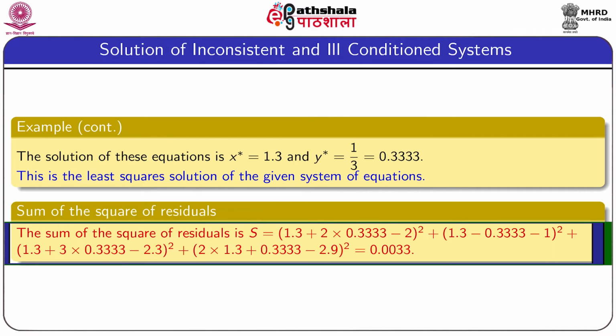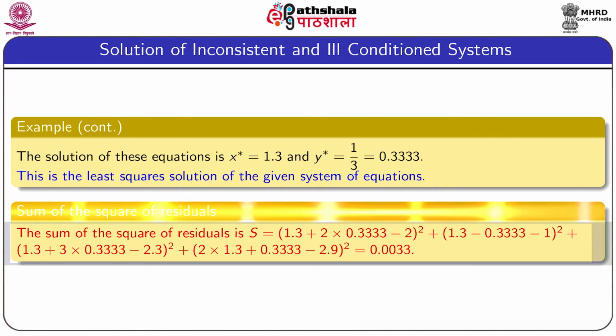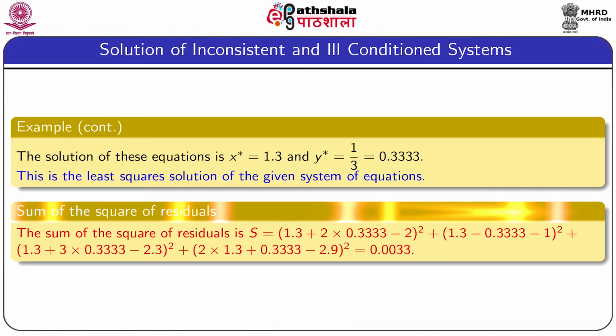Now the sum of square of residual is s equal to, with x star equal to 1.3, (1.3 plus 2 into 0.3333 minus 2) whole square and so on. After simplification it becomes 0.0033, that means the sum of square of residual is 0.0033, which is very close to 0. That means x star equal to 1.3 and y star equal to 1/3 is a good solution of the given system of linear equations. We have described the least square method to solve an inconsistent system of linear equations.